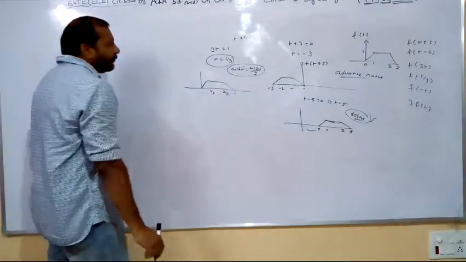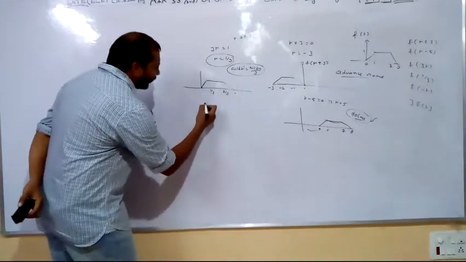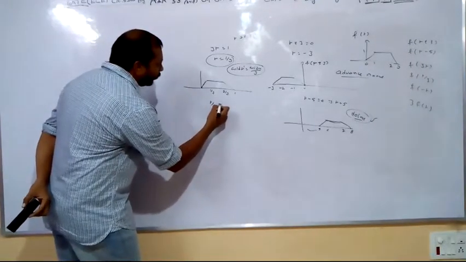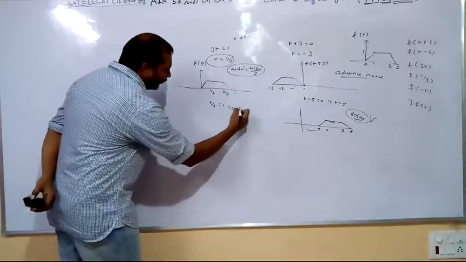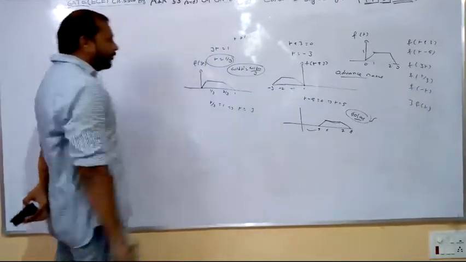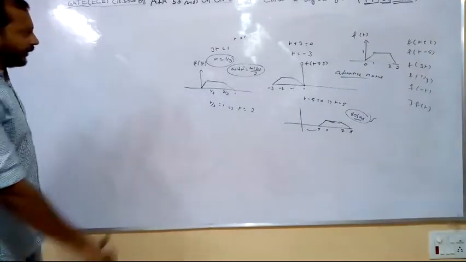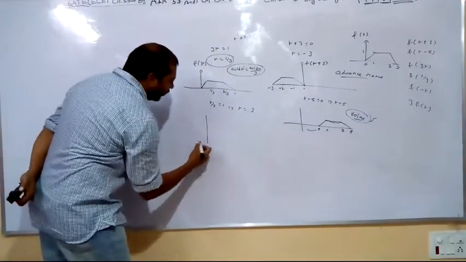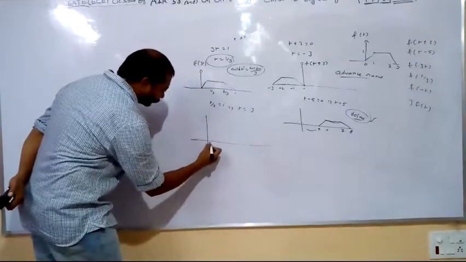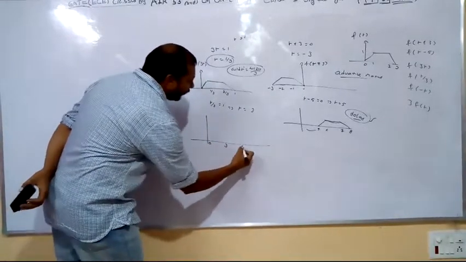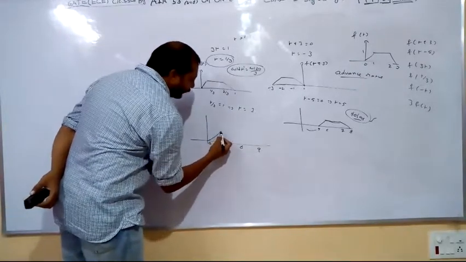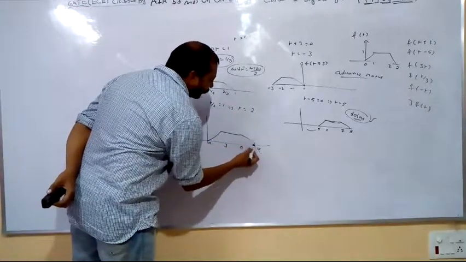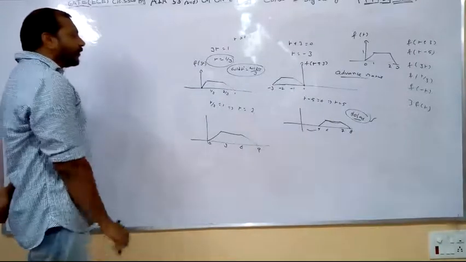Now coming to f of t by 3. Here also it is scaling only. So equate t by 3 to 1, so the corresponding t is equal to 3. So multiply t equal to 3 to each and every instance of that signal. The corresponding instances are 0, 3, 6 and 9. So from 0 to 3 the shape is like this, from 3 to 6 like this, and from 6 to 9 like this.